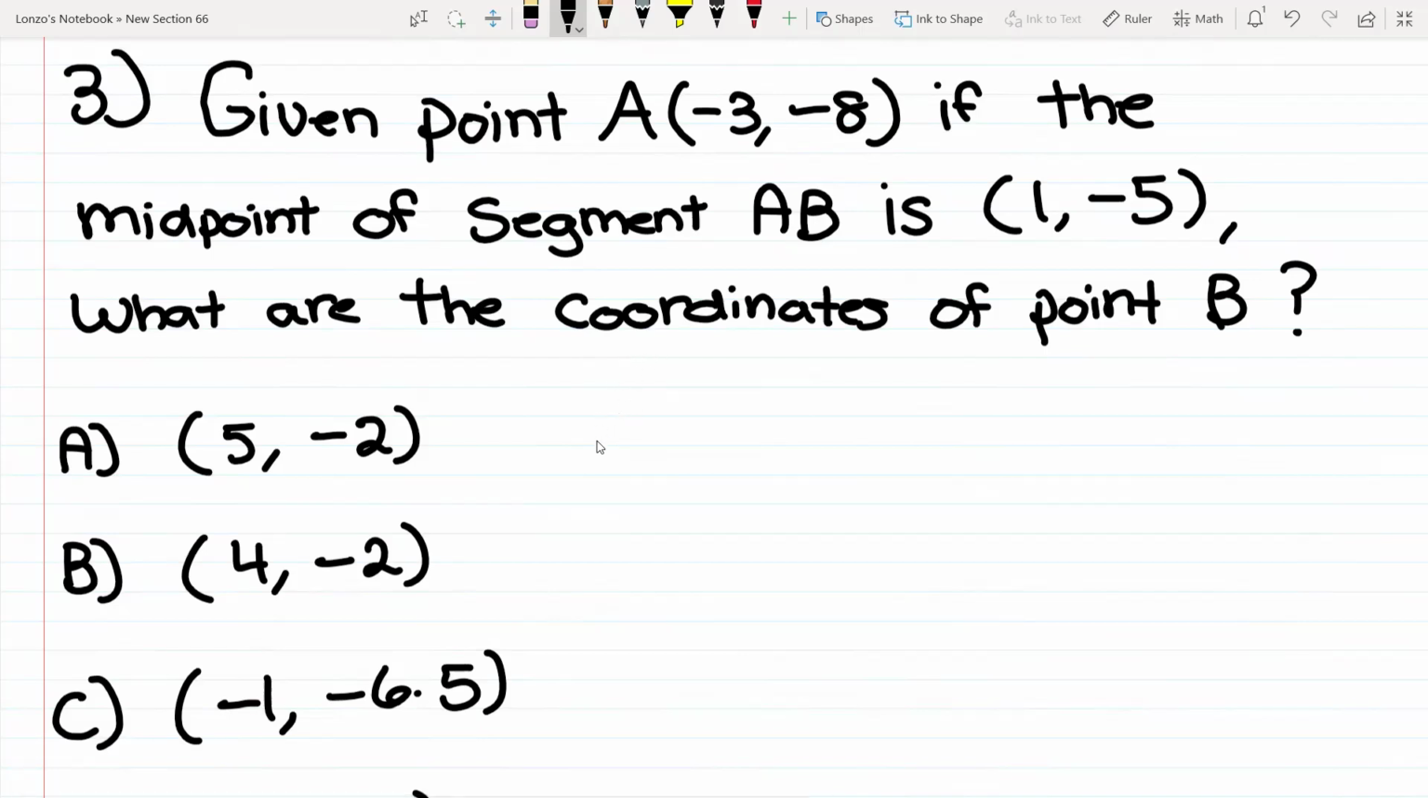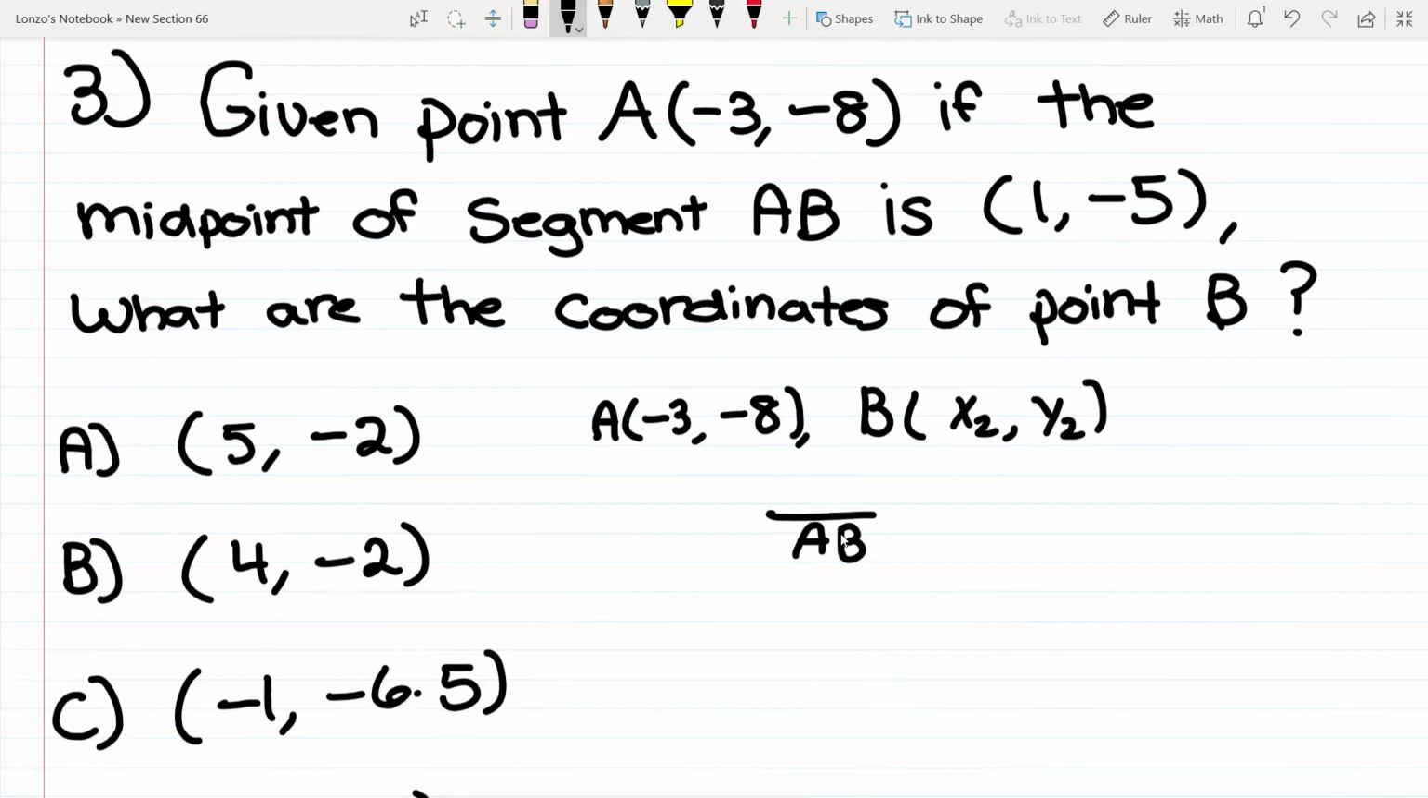So first, let me write out my 2 points. Point A has a coordinate of (-3, -8). Point B, what is it? Oh, we don't know what point B is. Let's call it (x2, y2) for right now. So what we're doing is trying to find the midpoint of line segment AB. So I'll say line segment AB equals the midpoint.